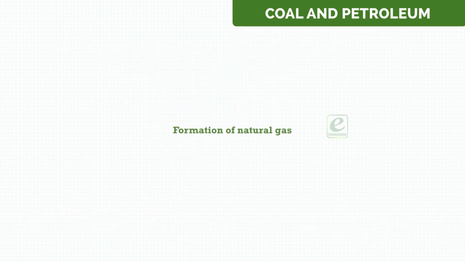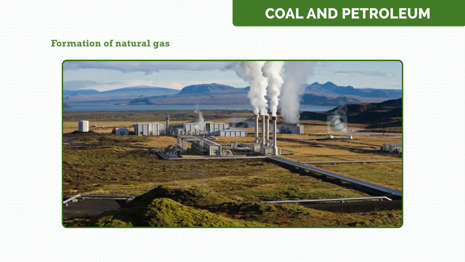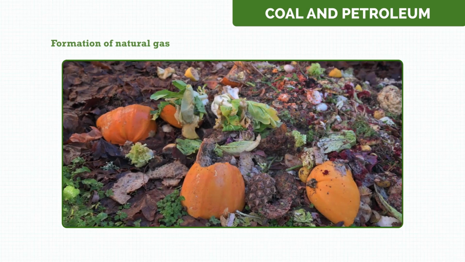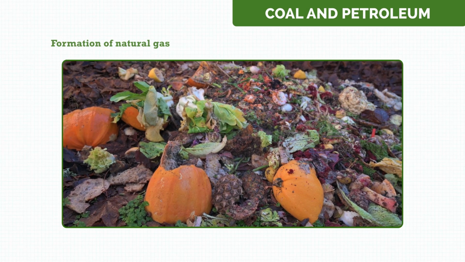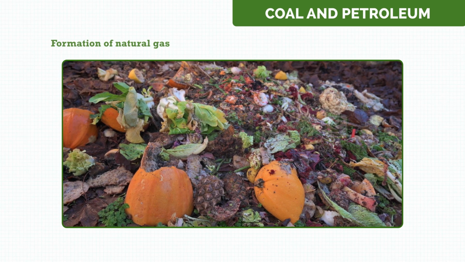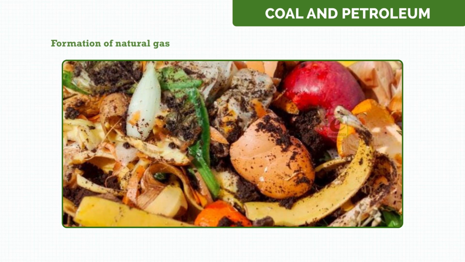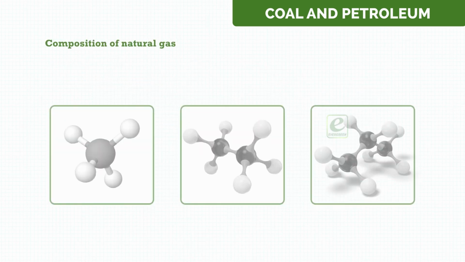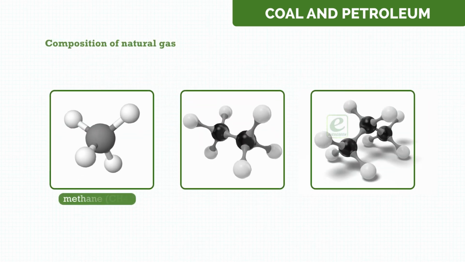Formation of natural gas. Natural gas was formed in much the same way as coal. That is, by the decomposition of vegetable matter which got buried deep below the seabed millions of years ago. This decomposition process was carried out by anaerobic bacteria in the absence of oxygen. Composition of natural gas. It consists mainly of methane, CH4, with traces of ethane, C2H6, and propane, C3H8.